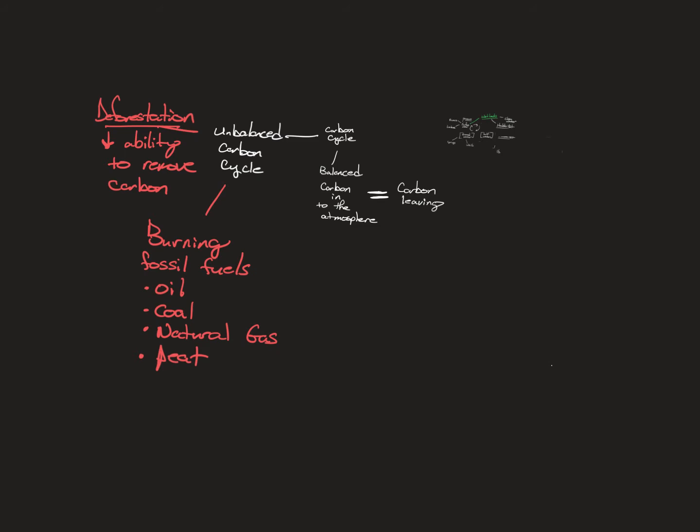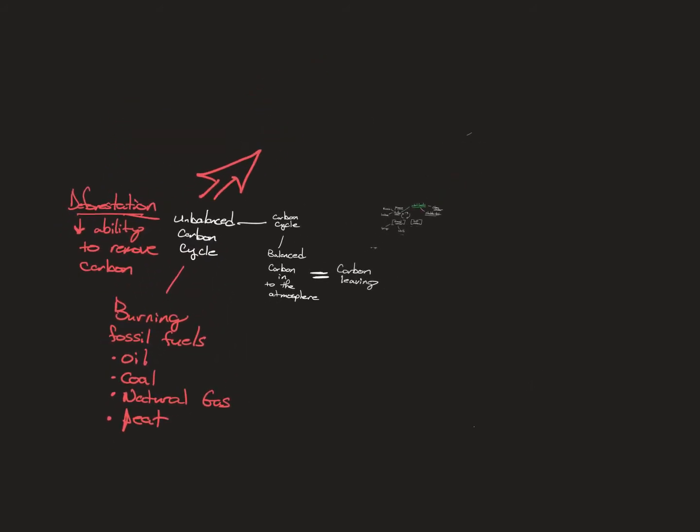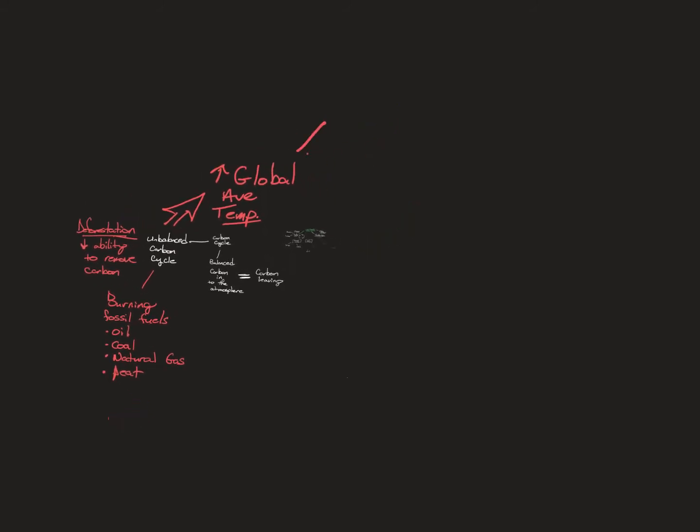And an unbalanced carbon cycle unfortunately has the really super bad result of increasing global average temperatures, which, as we discussed, leads to an increase in kinetic energy of the atmosphere.